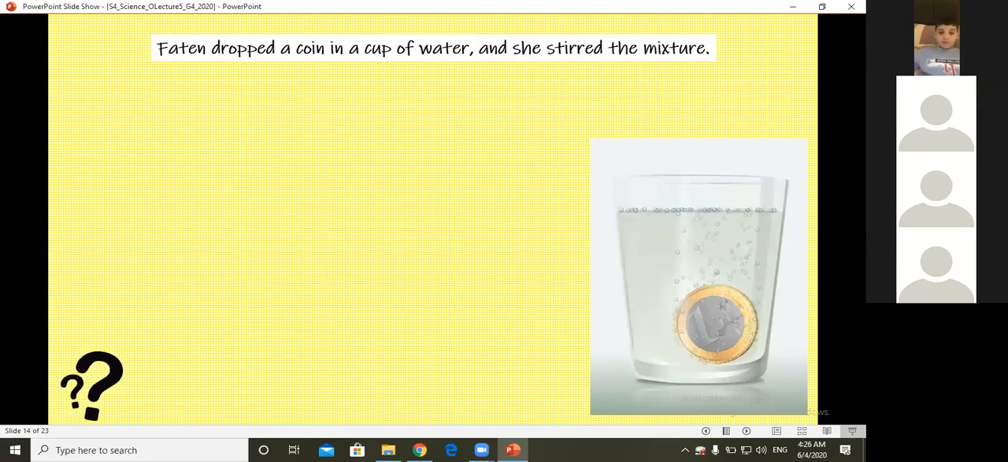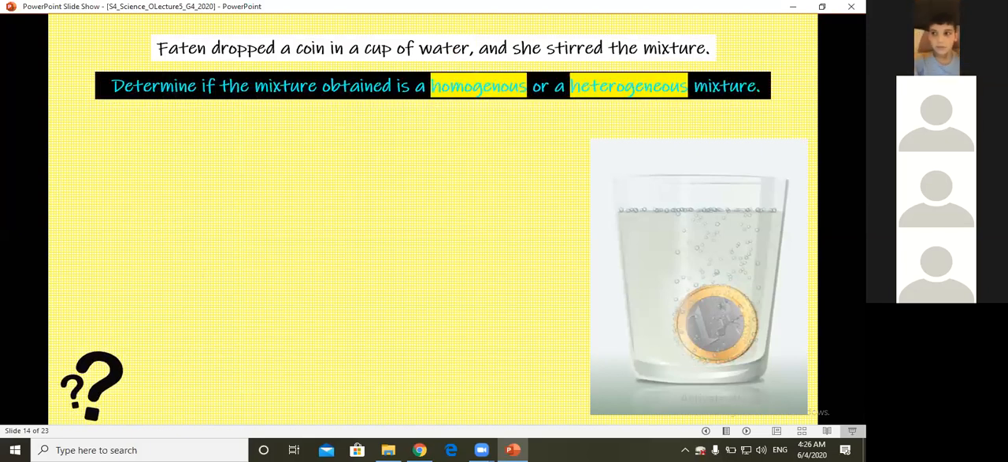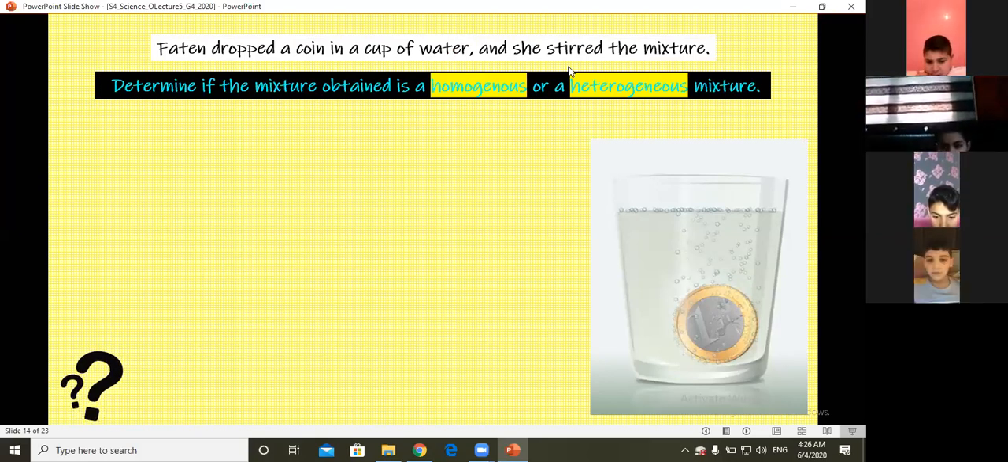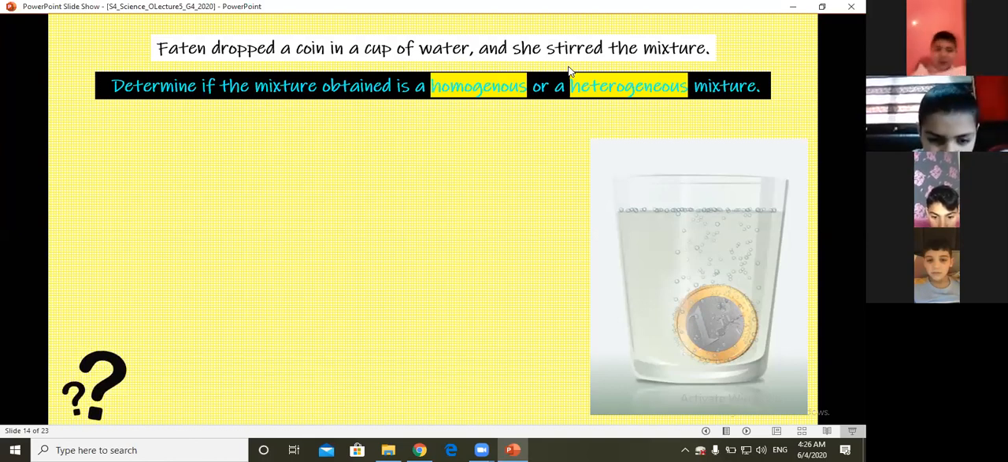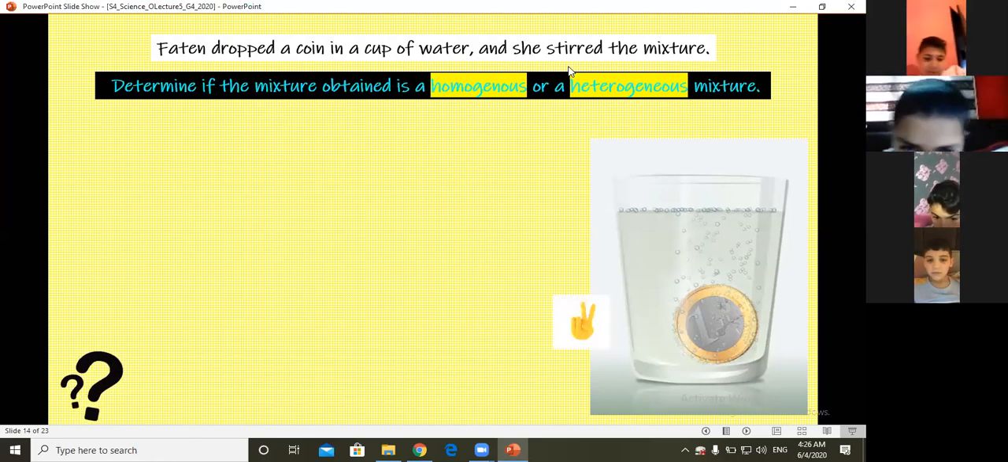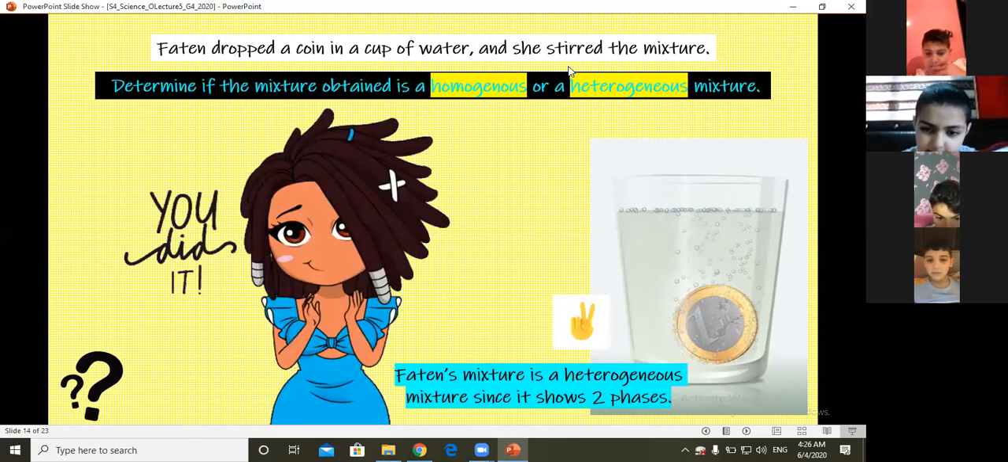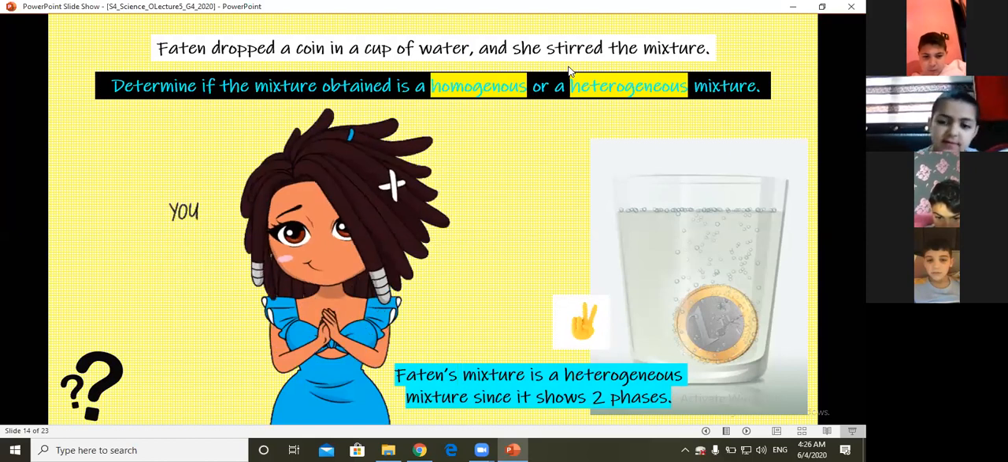I put a coin in water. Is it a homogeneous or heterogeneous mixture? Heterogeneous mixture, because it shows two phases. Excellent job. Homogeneous is when everything is the same.